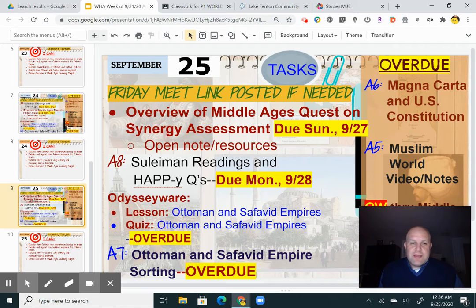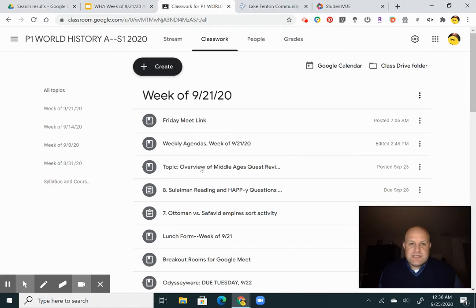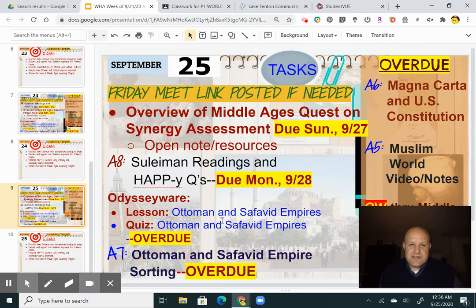So the Suleiman reading and the two happy questions, based on the passages that we talked about in class, I moved those to Monday, based on progress and fairness. That is also an assessment grade. These are your first assessment grades.